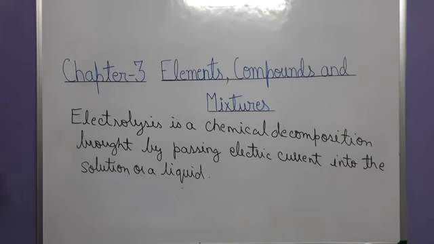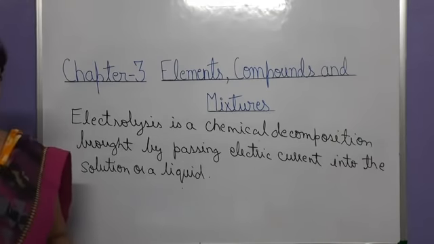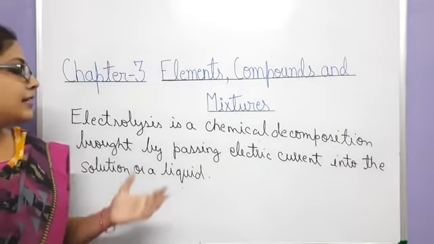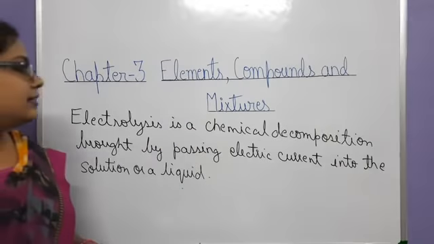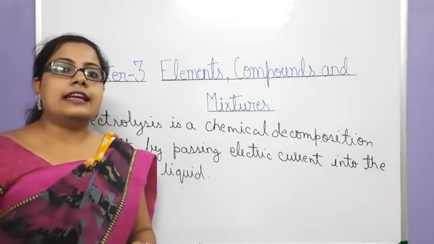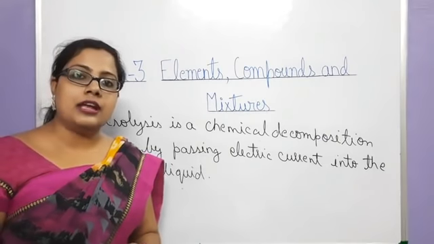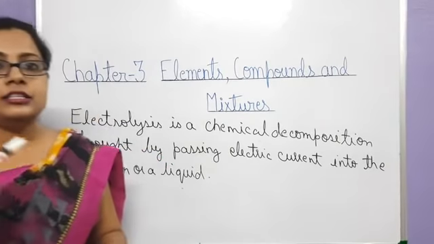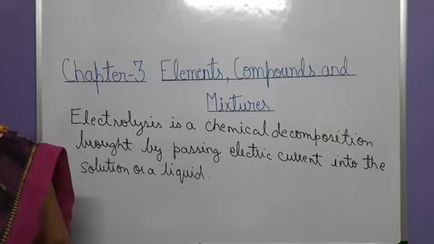So what we are going to use here, we are going to use electric current in order to decompose any solution or a liquid. So this electrolysis phenomenon can be easily understood taking the example of water. So let's see how chemical decomposition of water is there. When the chemical decomposition of water is there by passing electric current, then it decomposes into hydrogen and oxygen. So how it is brought? Okay, so let's study about this.